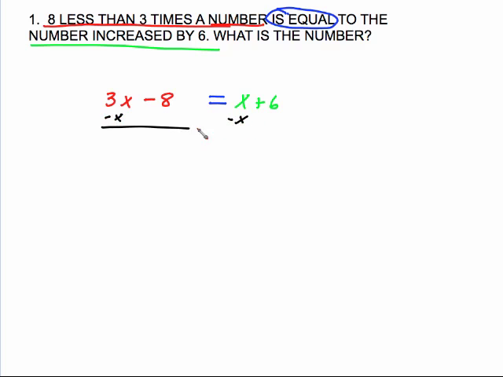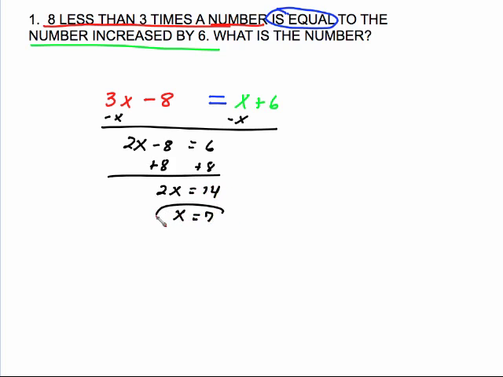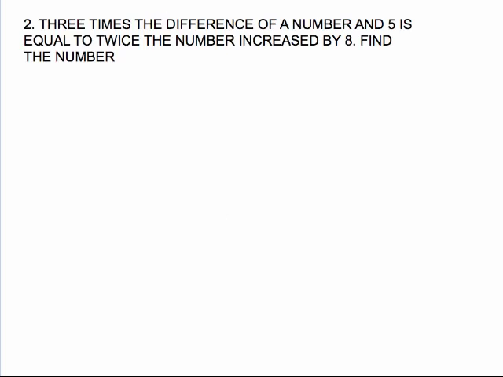All we have to do is get our x's together on one side, numbers on the other, and solve. So subtract x from both sides will give us 2x minus 8 equals 6. Add 8 to both sides. Gives us 2x equals 14. Divide by 2. And x equals 7. Let's look at another one.